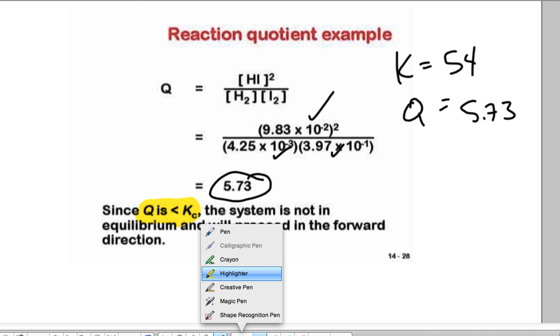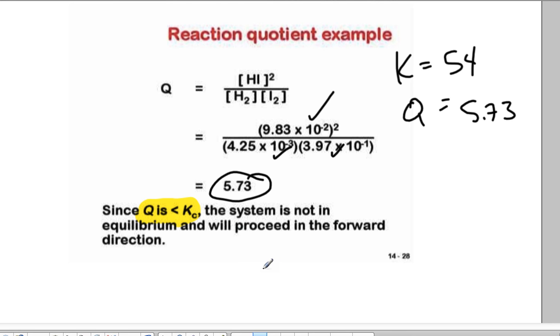So the way the reaction is going to go to reach equilibrium is going to go from the left to the right, or what we say forward. So how would you write it up chemistry style? You would say Q is less than Kc, therefore the system is not in equilibrium. It will basically go from the reactants to the products. You could say left to right, however you want to say it, forward, same thing, and that's how you would summarize it.